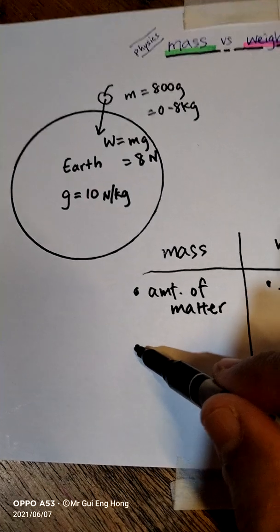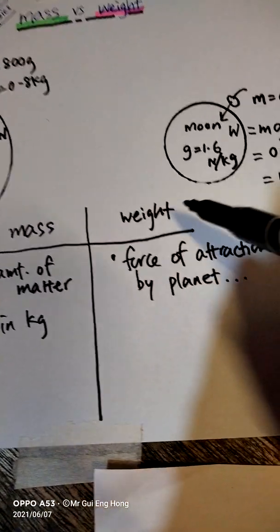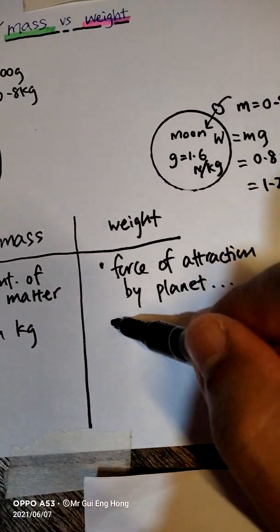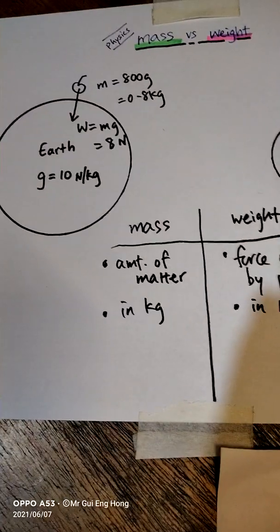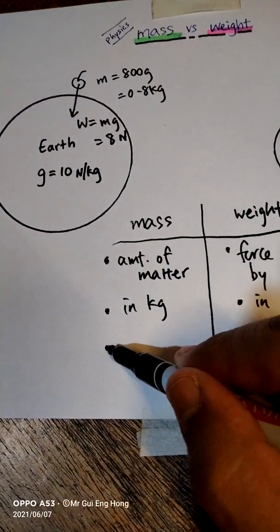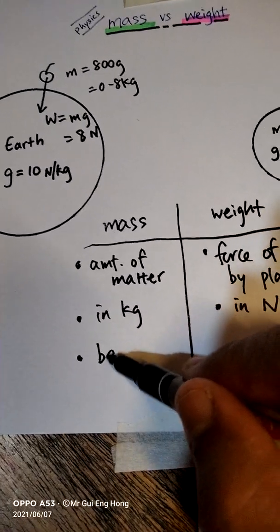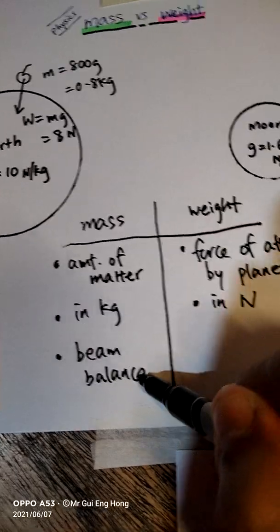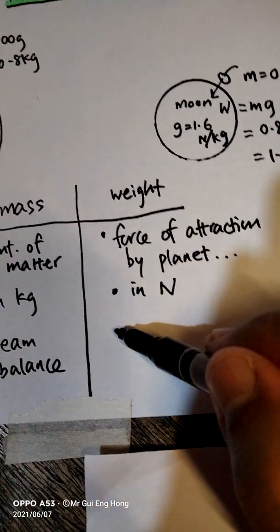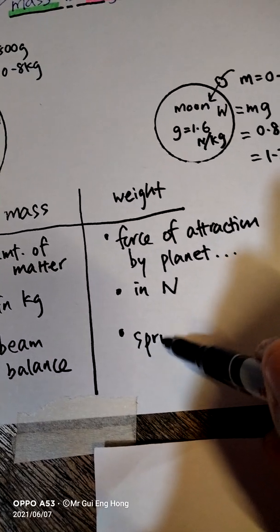Now mass is measured in kilogram, whereas weight, because it's a force, is measured in Newton. Now mass can be measured using a beam balance. Weight, because it's a force, has to be measured using a spring balance.